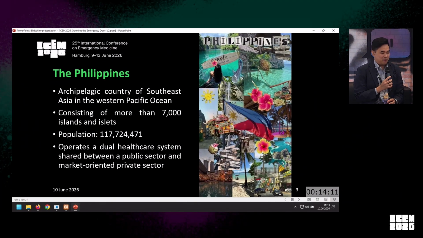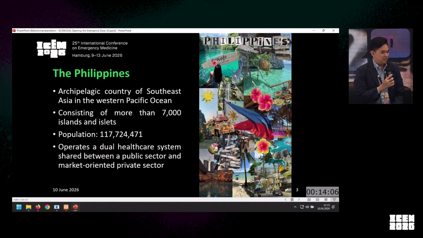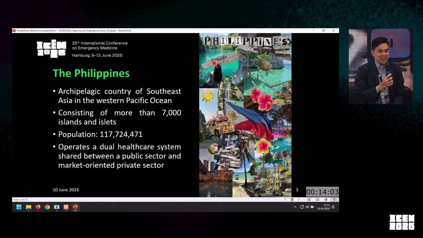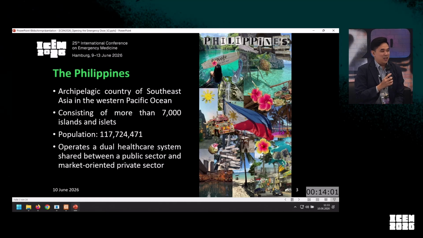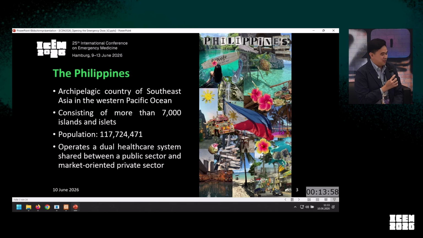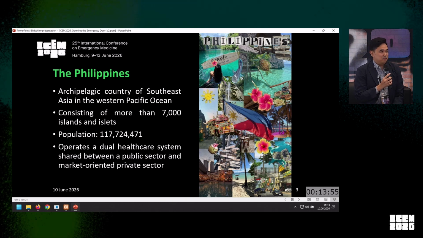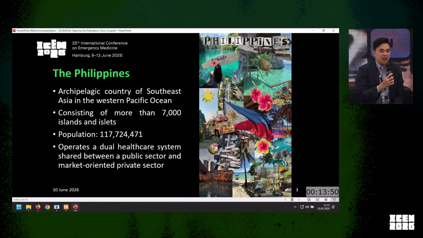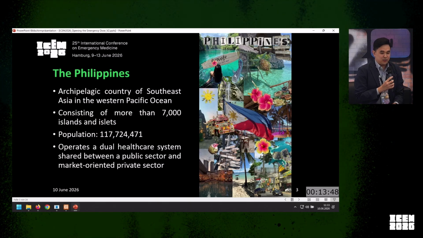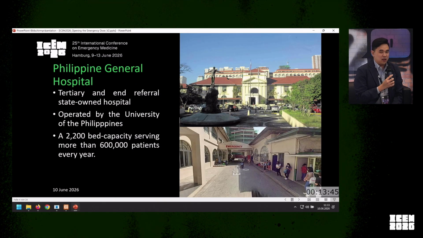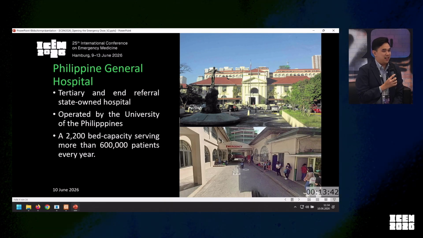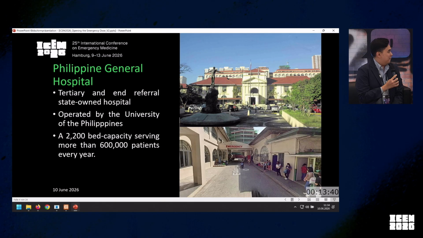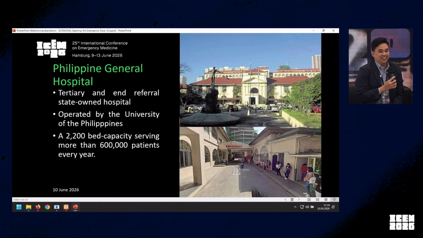So I just want to give you a background of our country, the Philippines. The Philippines is found in Southeast Asia. We have about 7,000 islands and a population of nearly 118 million Filipinos. Our healthcare system is a mixed type of both private and public sectors. This is where I am working, caring for my emergency and palliative patients in Philippine General Hospital, which is operated by the University of the Philippines.